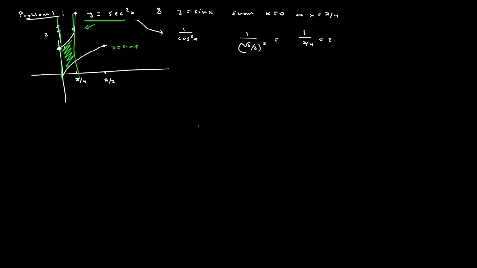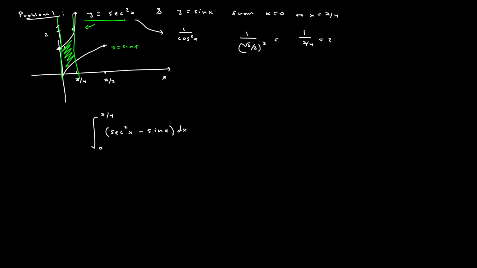Now, that green shaded region basically corresponds to the difference between the secant squared x function right here and the sine x function. So if I were to represent this as an integral, I know my bounds are from 0 to pi over 4, and I know that the upper function is always secant squared x, and the lower function is always sine x, because that determines the height, and the width is determined as I move in the x direction. So that's why I'm going to be doing it with respect to dx.